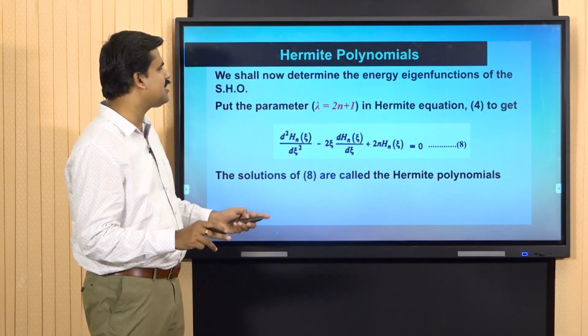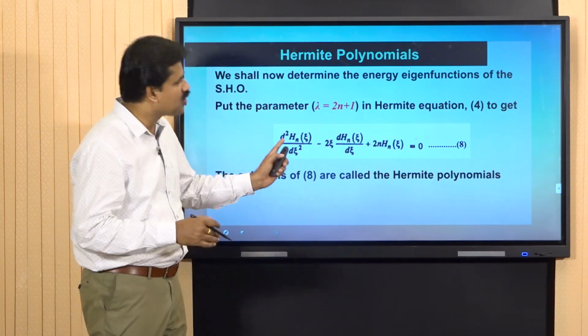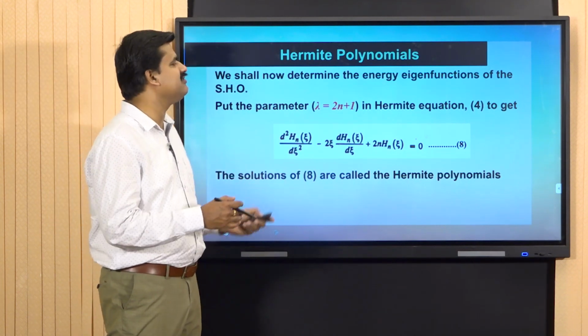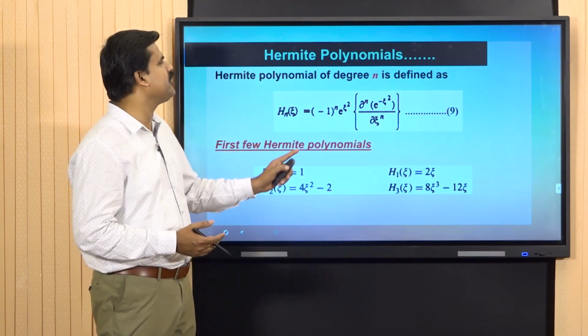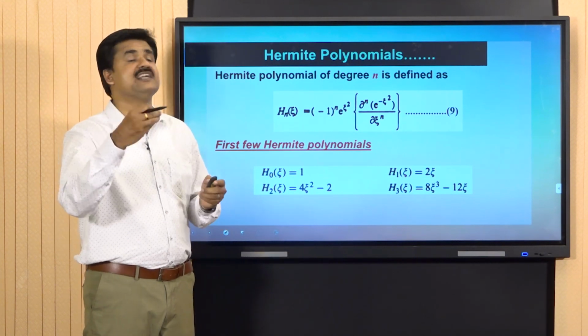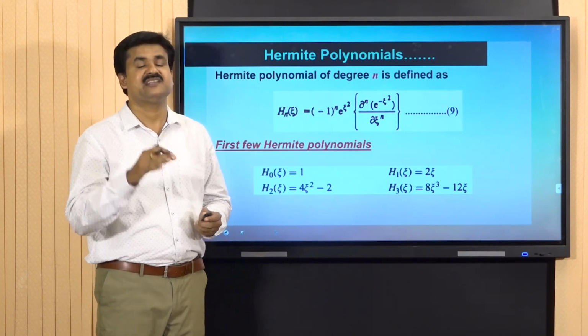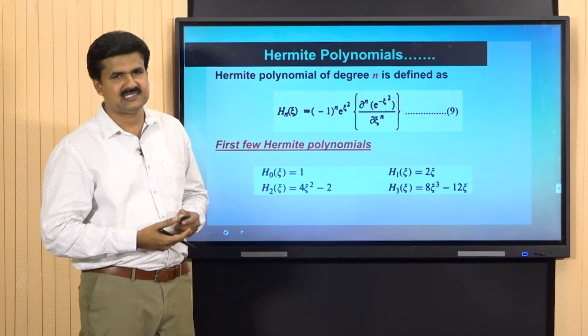Hermite polynomials are solutions of equation 8, that is the Hermite equation. So equation 8 has a solution known as the Hermite polynomial. The Hermite polynomial of degree n is given by this equation. We can put different values for n such that we get a few Hermite polynomials.